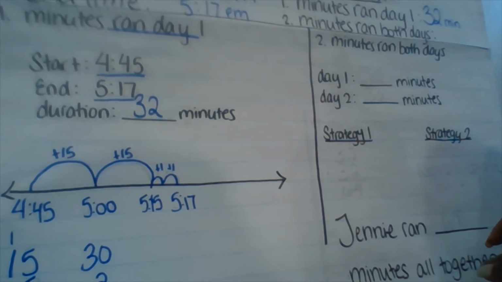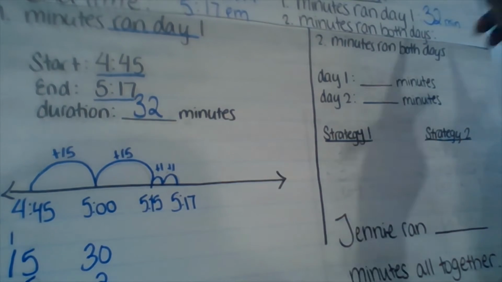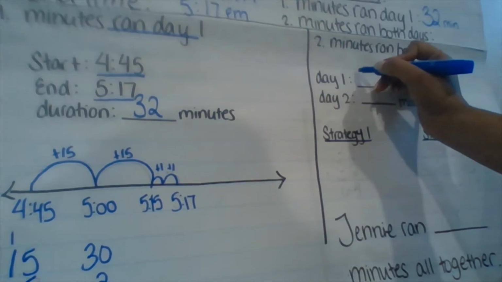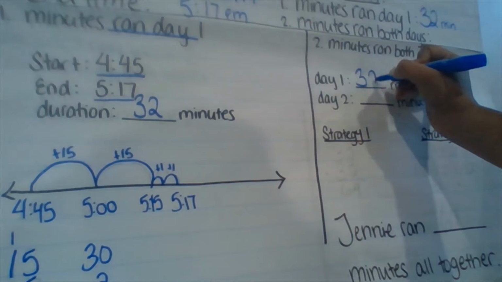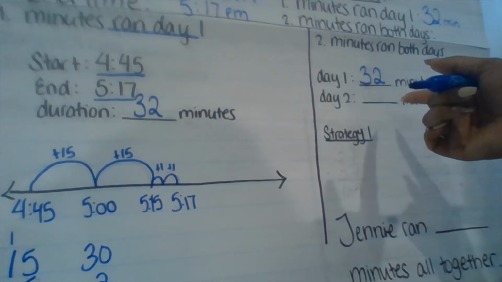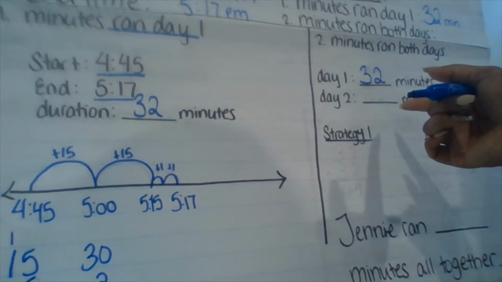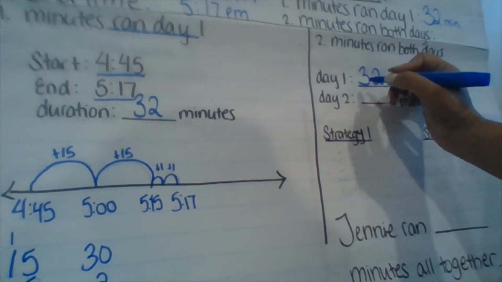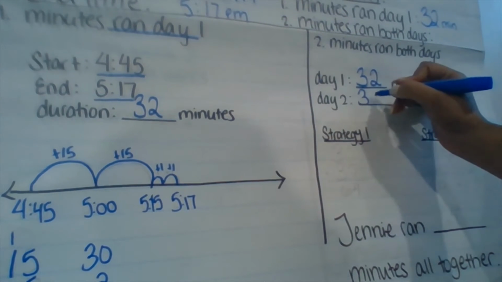So now I can fill in our information for how many minutes she ran on day 1 using our new known. So on day 1, I know that she ran 32 minutes. And I know from our story problem that she ran the same amount on day 2. So day 2 must also be, you guessed it, 32 minutes.